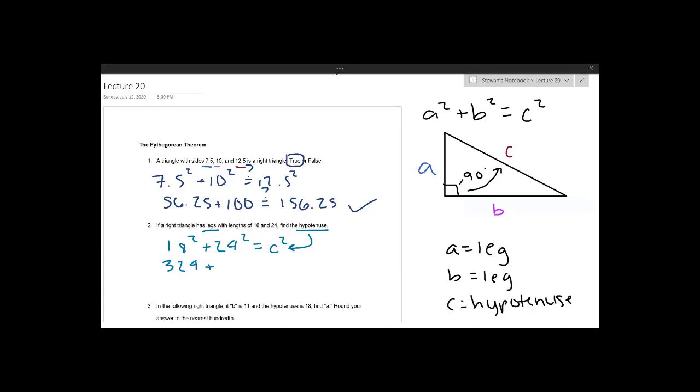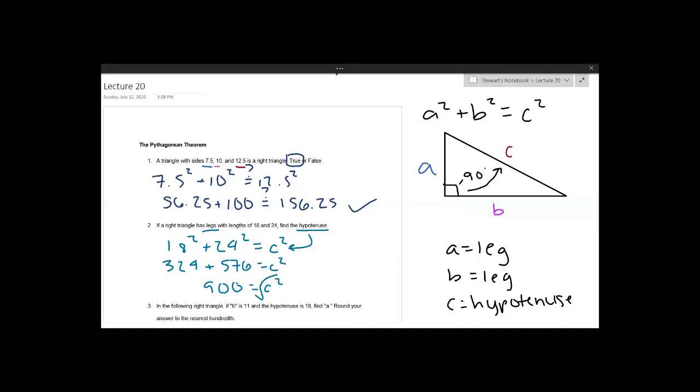24 squared is 576. And that should be equal to the length of the hypotenuse squared. Okay, so we know here 324 plus 576 is 900. It's equal to C squared.